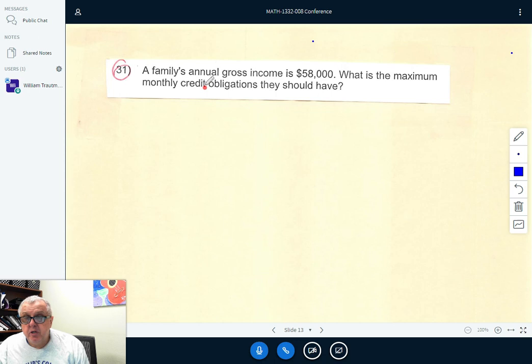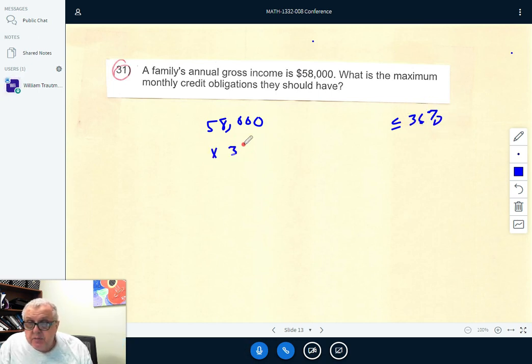So for this problem, a family's gross income is $58,000. What is the maximum monthly credit obligation they should have? On your formula sheet, it says affording a home, total monthly credit obligation has to be less than or equal to 36% of your monthly gross. So we're just multiplying this by 36%.